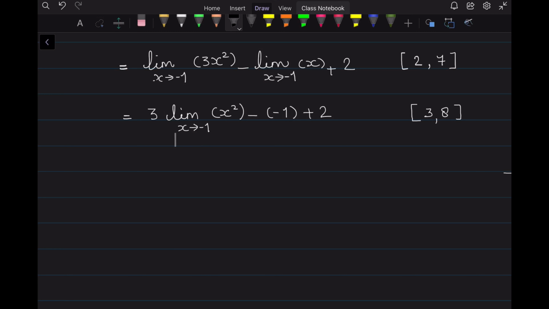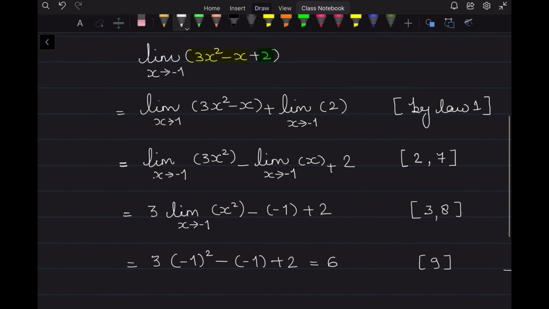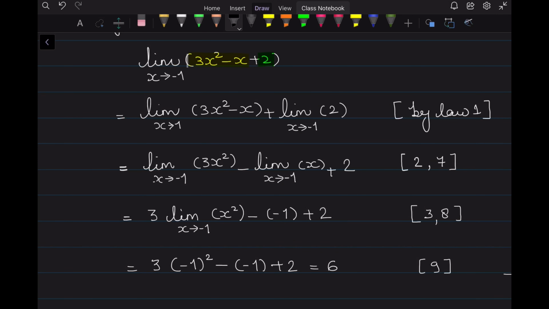Now, again, this limit is pretty straightforward. As x approaches minus 1, it's intuitive that this x squared approaches minus 1 squared. So I can write this as 3 times minus 1 squared. And for now, I'm writing the rest of the digits as it is. And you will find it at number 9 in our list. So it is by 9. Now, if we quickly calculate it, it will come out to be 6. So the limit of this function as x approaches minus 1 comes out to be 6.